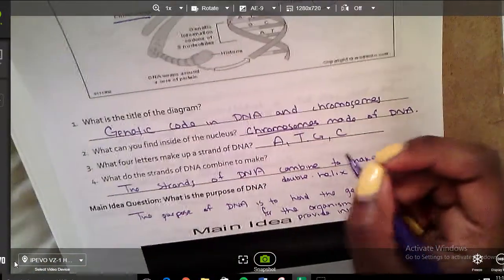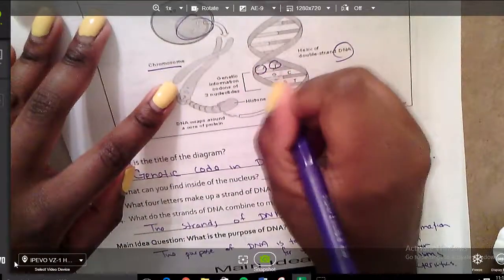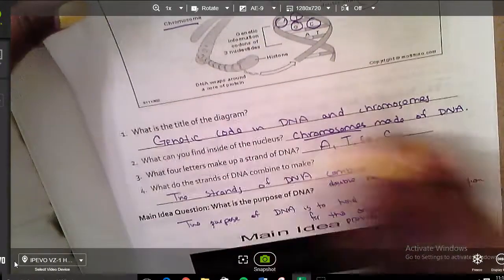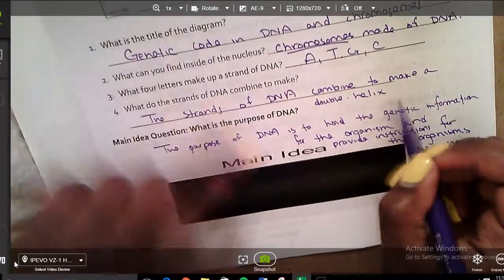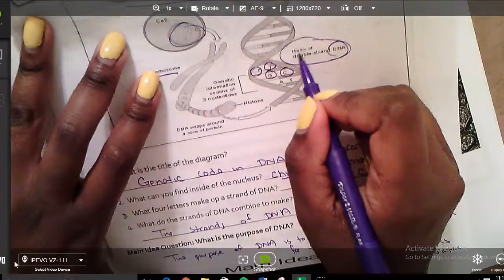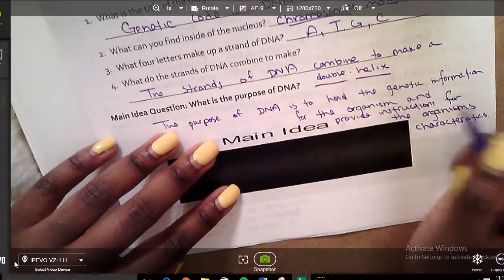Either one is acceptable. What four letters make up a strand of DNA? You were looking at the four letters here. We have A, T, G, and C. What do the strands of DNA combine to make? That information was here. Boom. The strands of DNA combine to form a double helix. So make sure you have double helix as your answer.